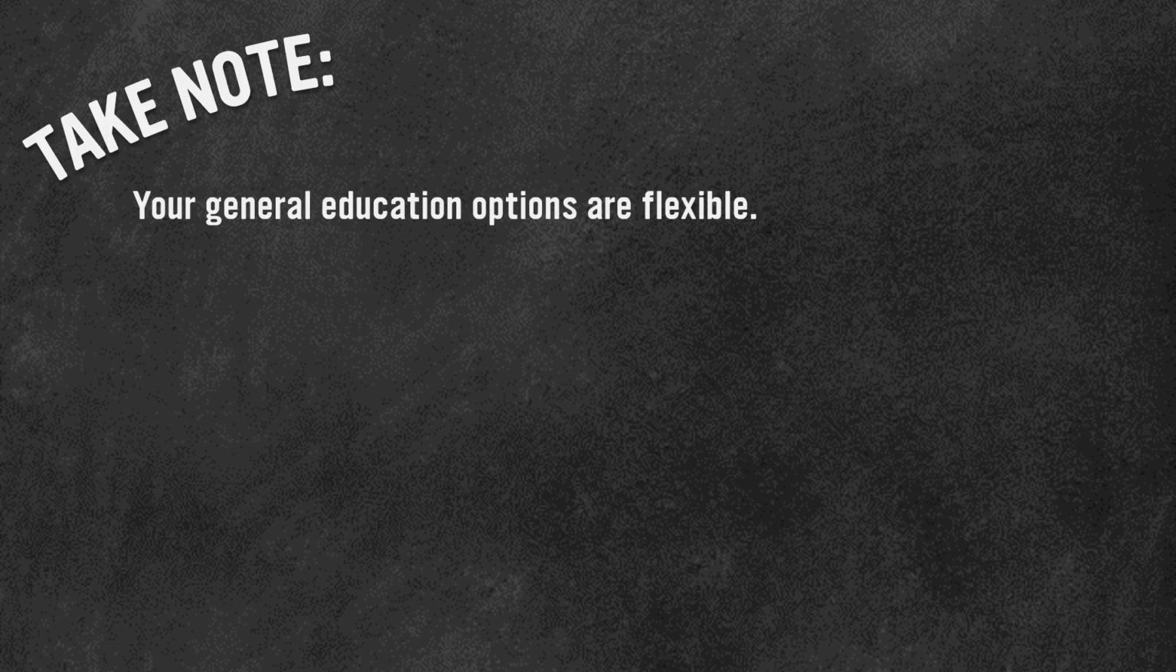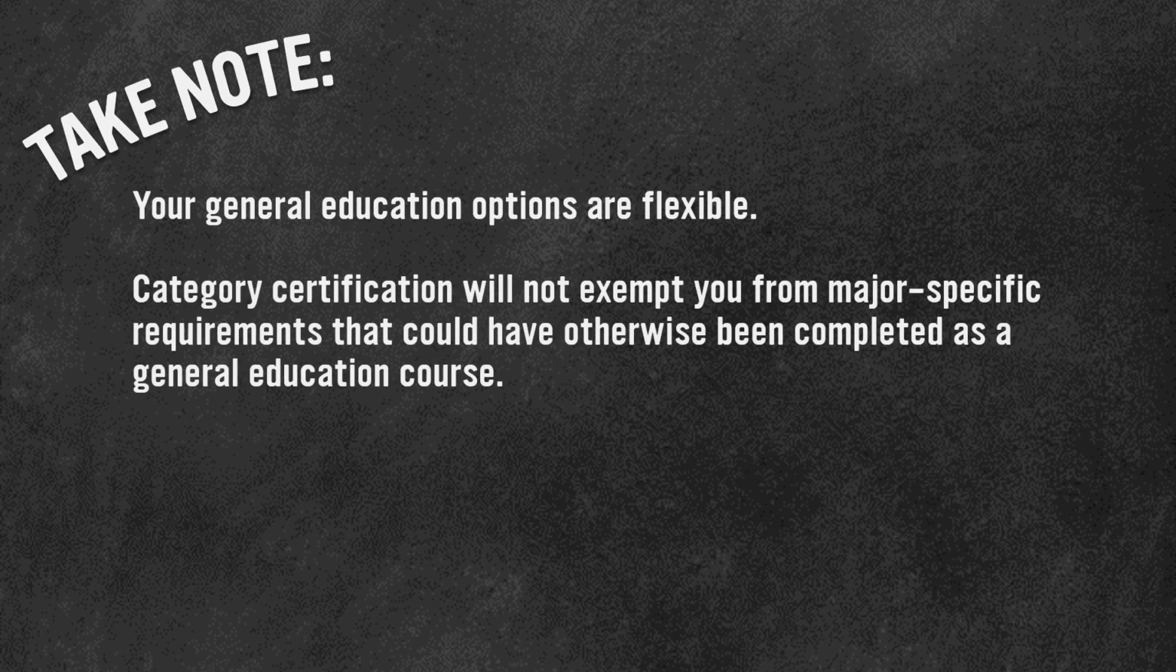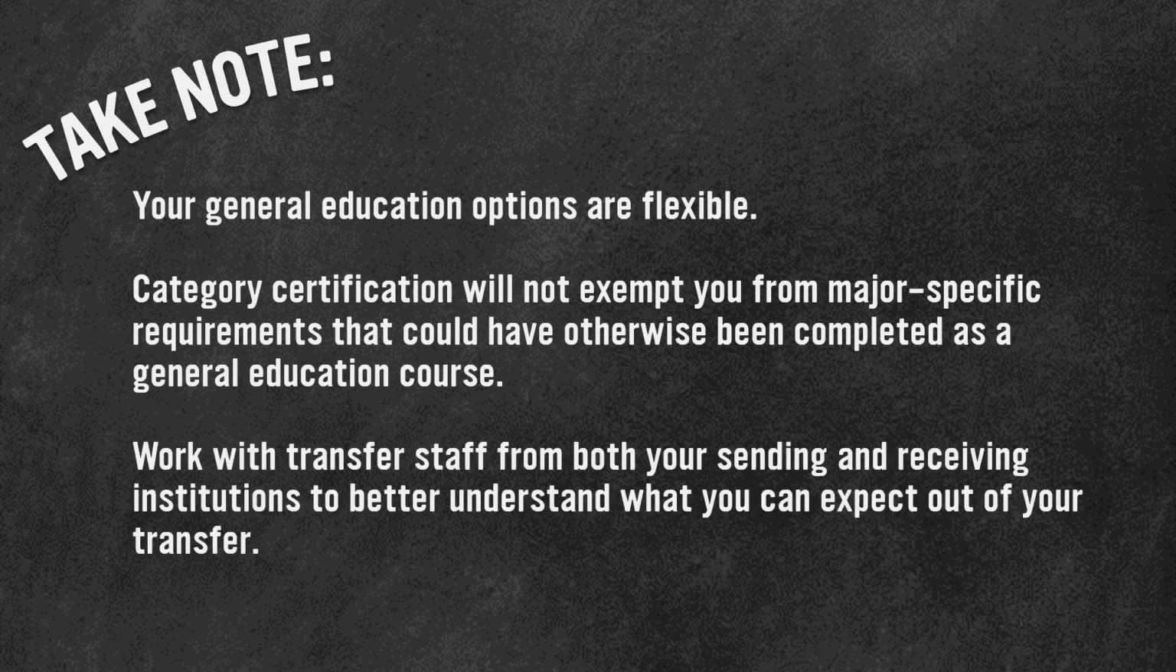It is also important to remember that category certification will not exempt you from major specific requirements that could have otherwise been completed as a general education course. If your transfer major requires a specific chemistry course that can be taken for a general education requirement, it is best to take its transfer equivalent as part of your category. This will ensure that, though you are category certified, you will not have missed opportunities to combine your degree requirements.